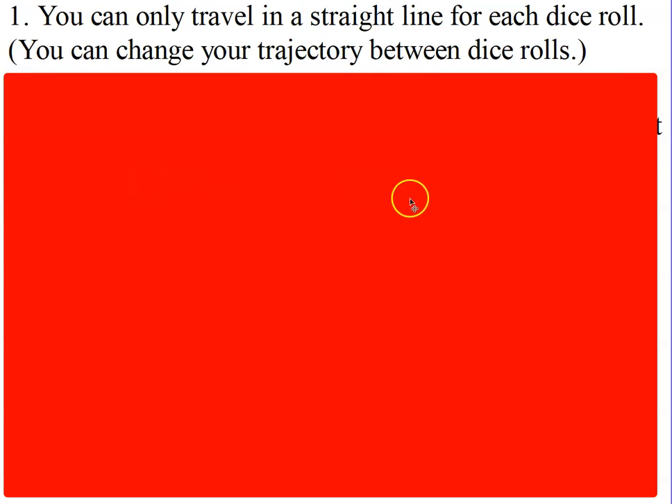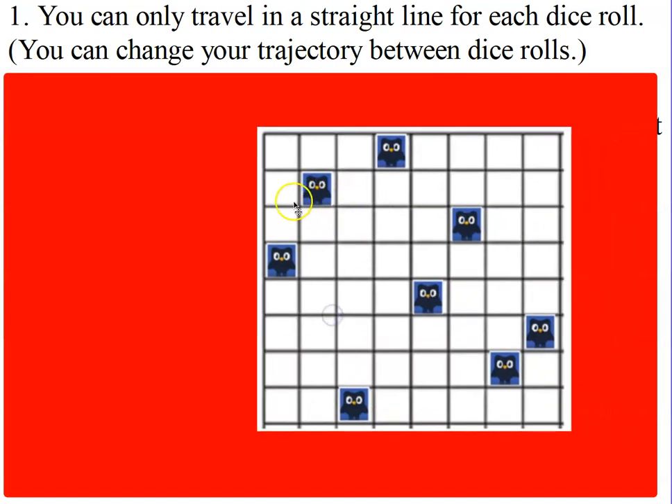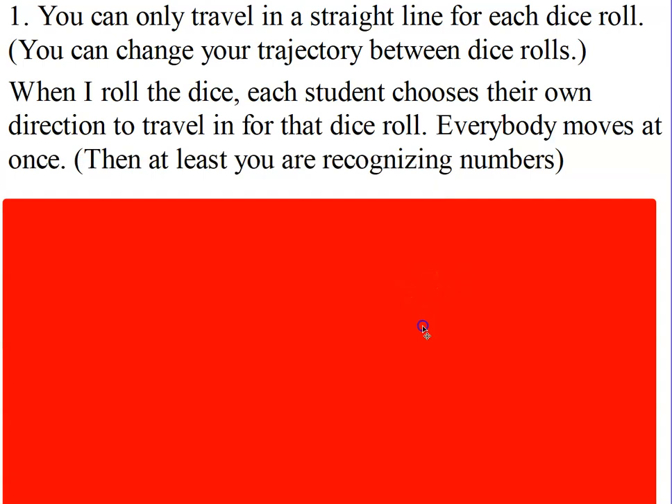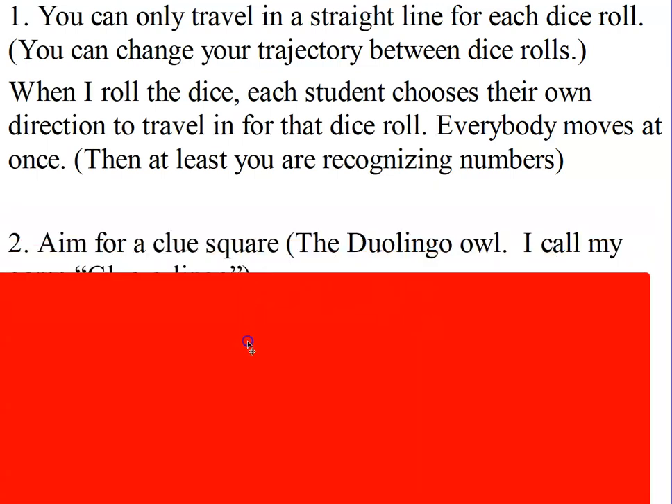So I told the students you can only travel in a straight line for each dice roll. You could change between the dice rolls. So here, if they decide to go this way, they can only go this way. All right, but then maybe the next roll they can go this way. Okay, so when I roll the dice, you choose your own direction to travel in, just for that dice roll. Everyone moves at once, because then at least they're all counting. Even though they had their things muted, I would count aloud as we roll the dice.